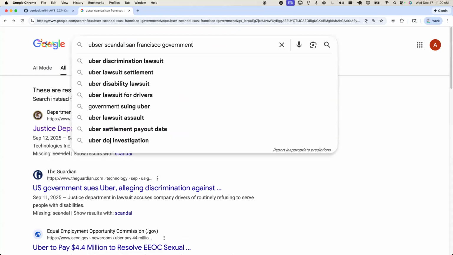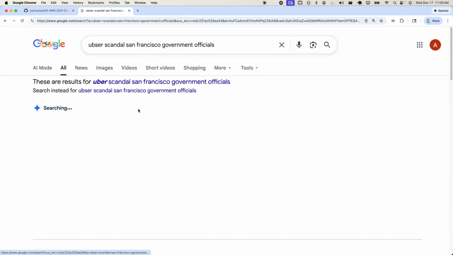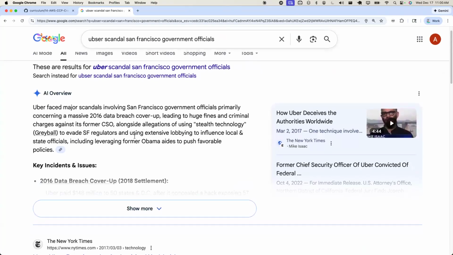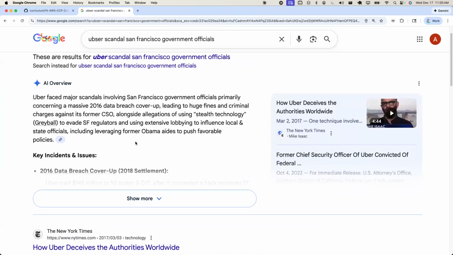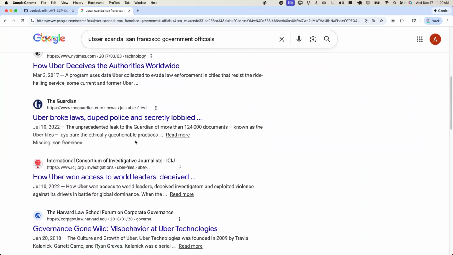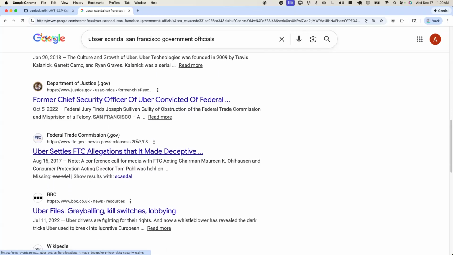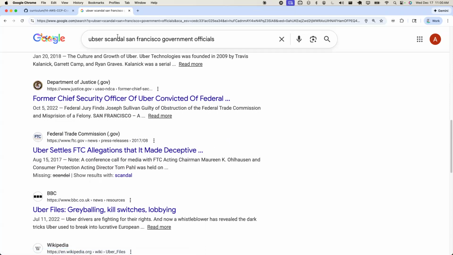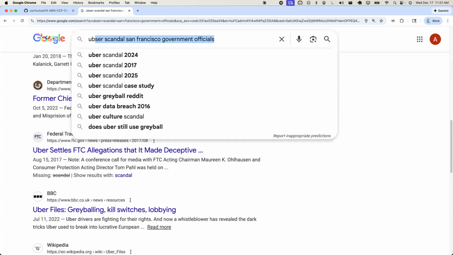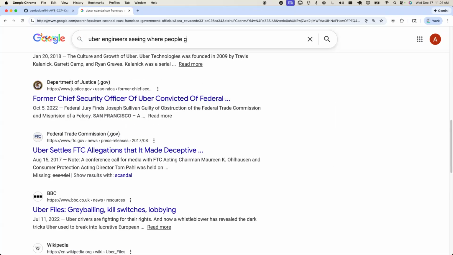The one I was looking for was, I remember reading that Uber would figure out, yeah, I don't know if I can find what I was looking for, but I heard San Francisco, when Uber first launched, was trying to have city officials use Uber to make sure they were treating people well, and Uber figured out who the officials were and didn't give them rides. Uber engineers seeing where people go.